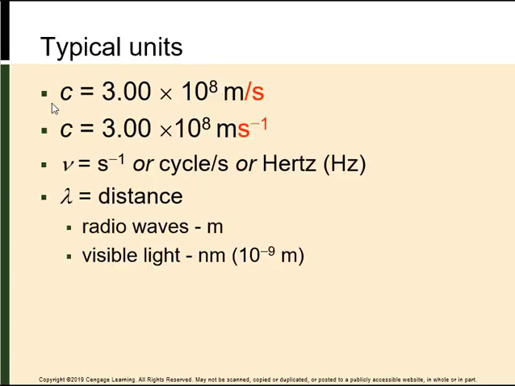Again, looking at the speed of light, that 2.998 is often rounded to 3.00, so 3 times 10 to the 8th meters per second, or it can be written as m s^-1, which just means per second. Also meaning cycles per second, or hertz, for our frequency. And then lambda is our distance, our wavelength. Radio waves can be measured in meters, but visible light in nanometers.